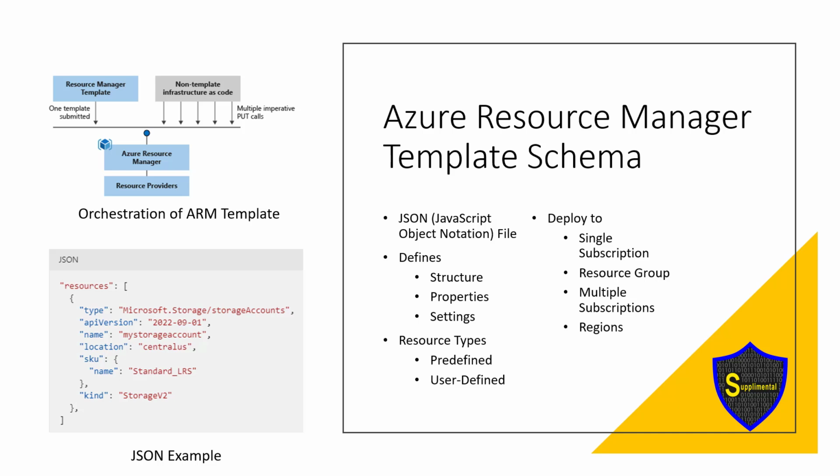It includes predefined resource types, user-defined resource types, properties, and dependencies. The schema deploys resources to a single subscription, resource group, or multiple subscriptions and regions. The Resource Manager template schema plays a vital role in infrastructure as code, IaC, and automation practices, enabling organizations to quickly and efficiently provision infrastructure.